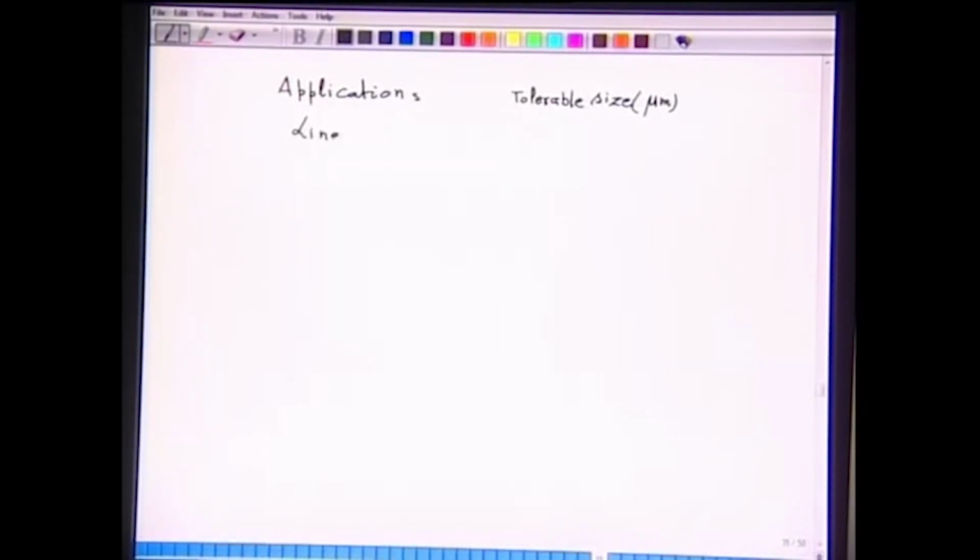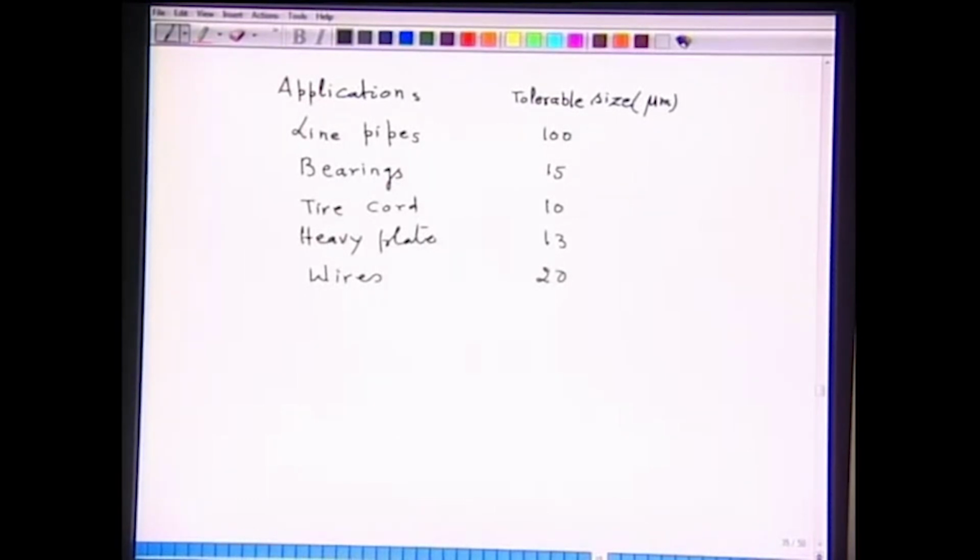So, I will give some applications and the tolerable size. For example, steels for line pipes, the tolerable size is 100 micrometer. Then for bearings, the tolerable size is 15 micrometer. Then tire cord, 10 micrometer, heavy plate, 13 micrometer, and wires around 20 micrometer. So, these are the critical sizes.